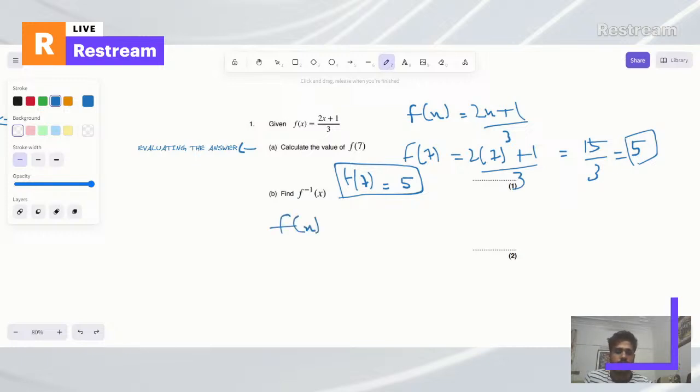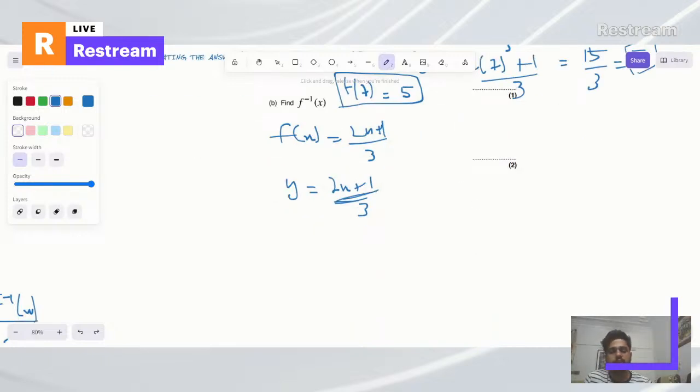So just write down the equation first. f of x equals (2x plus 1) divided by 3. Now the first step is to replace our f of x with y, right? So we replaced it. Now y equals (2x plus 1) divided by 3. Now we have to isolate our x. First, we can't just take the 1 over there, right? We have to remove the denominator, so let's take the 3 to the other side first.